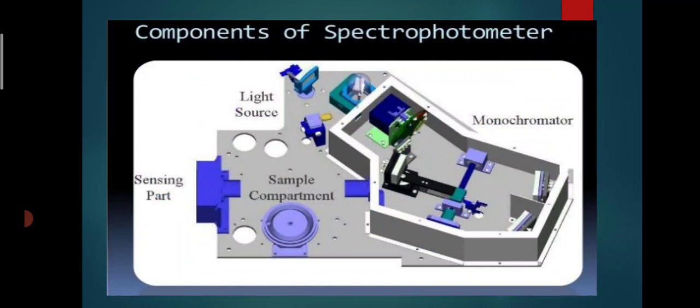We see that this is the sensing part of the spectrophotometer, this is the light source, this is the sample compartment, and this is the monochromator. The monochromator acts as a filter. It is used to filter the light from the light source. The monochromator filters the light rays from the light source, allowing only a particular wavelength of light to come out.